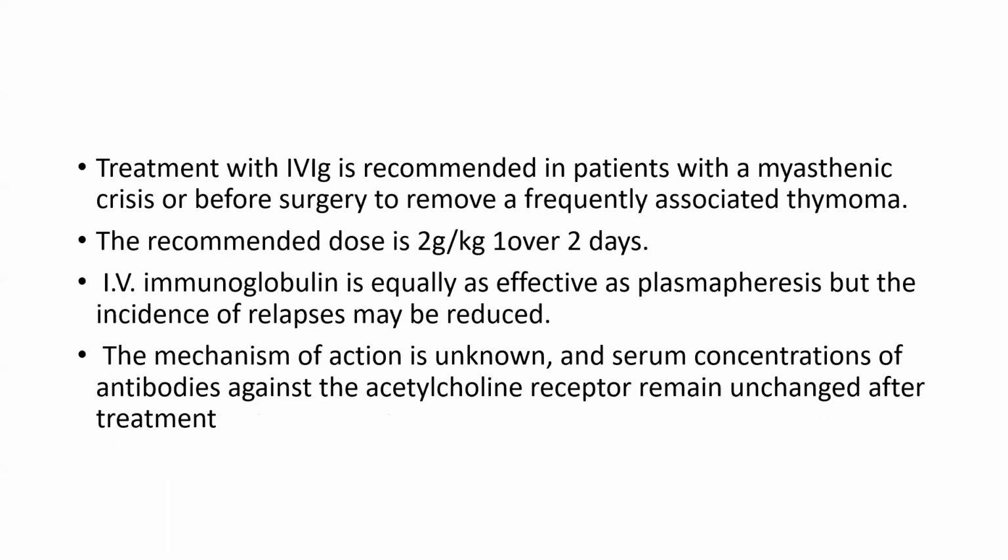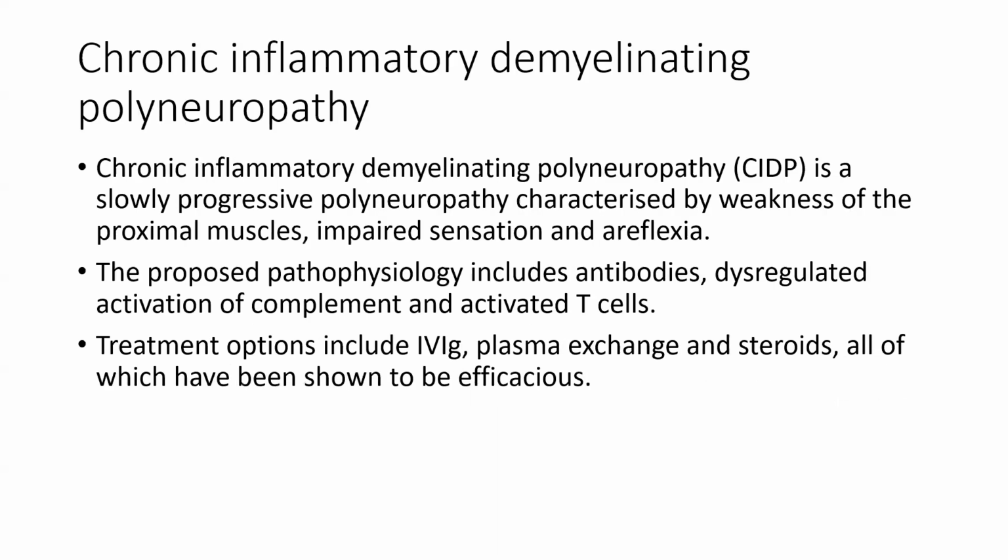Treatment with IVIG is recommended in patients with myasthenic crisis or before surgery to remove the frequently associated thymoma. The recommended dose is 2 gram per kg over 2 days. IV immunoglobulin is equally as effective as plasmapheresis, but the incidence of relapse may be reduced. The mechanism of action is unknown and the serum concentration of antibodies against acetylcholine receptor remains unchanged after treatment.